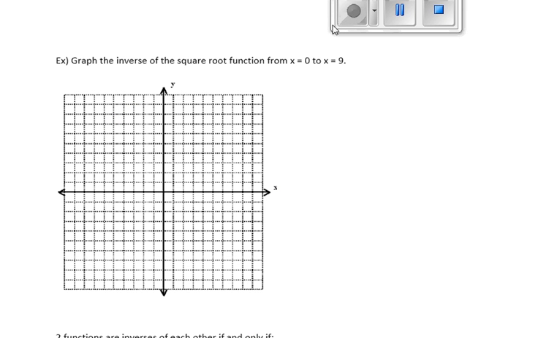Now, what I would like to do is to graph the square root function from 0 to 9. Well, before I do that, I want to be able to graph the original function first. I'm going to do that in black here. So that's 0, 0, and 1, 1, and 4, 2. And then we know 9, 3. So we know what that looks like. Now, here are the points that I used.